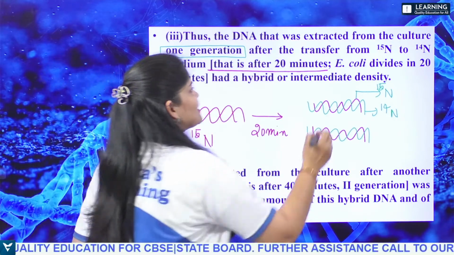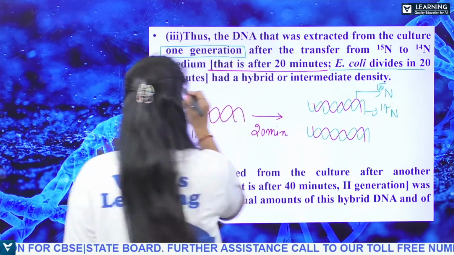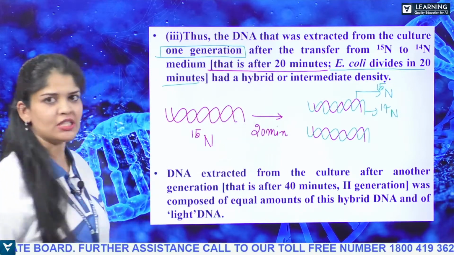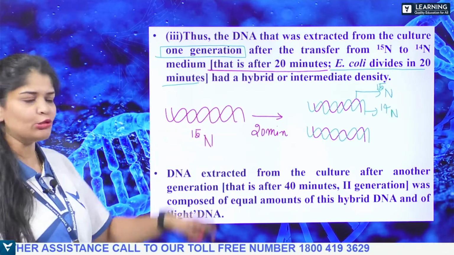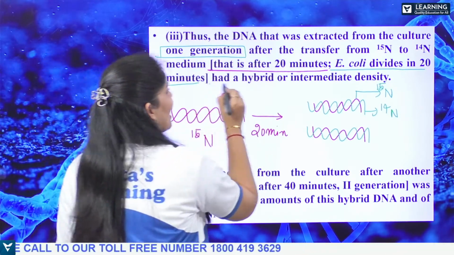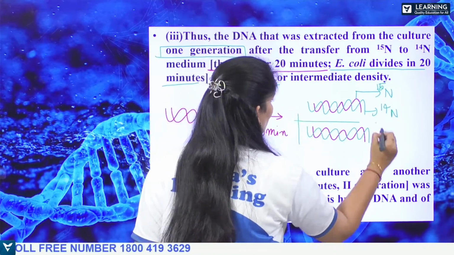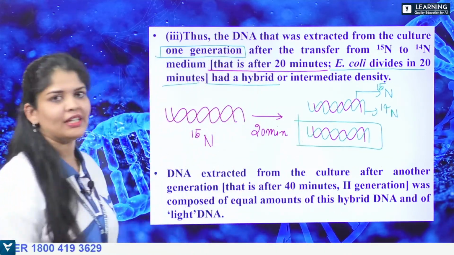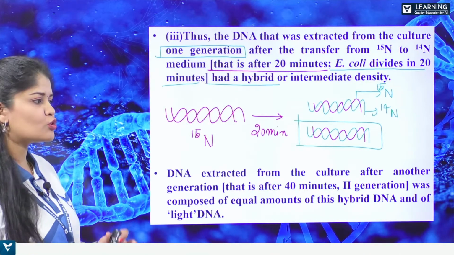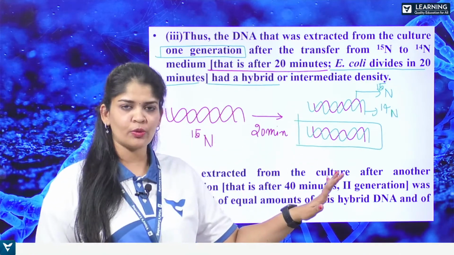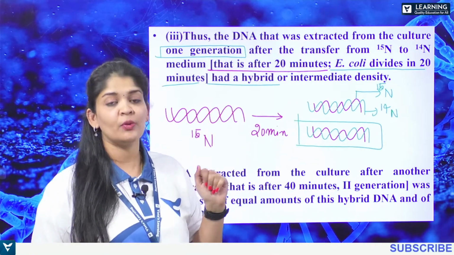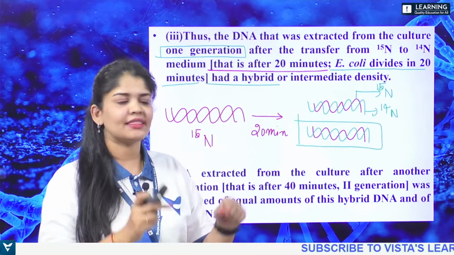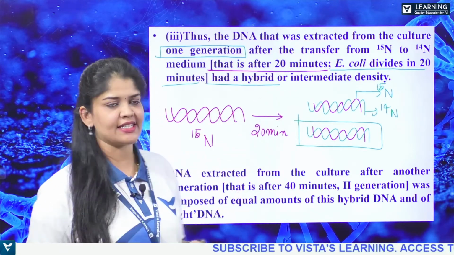And Escherichia coli divides in 20 minutes. That is what a generation is. One cell divides to 2. This is the hybrid, which we call intermediate density. That is not towards the bottom of the centrifuge tube or towards the top of the centrifuge tube. In between we got the band, and that is called intermediate density.